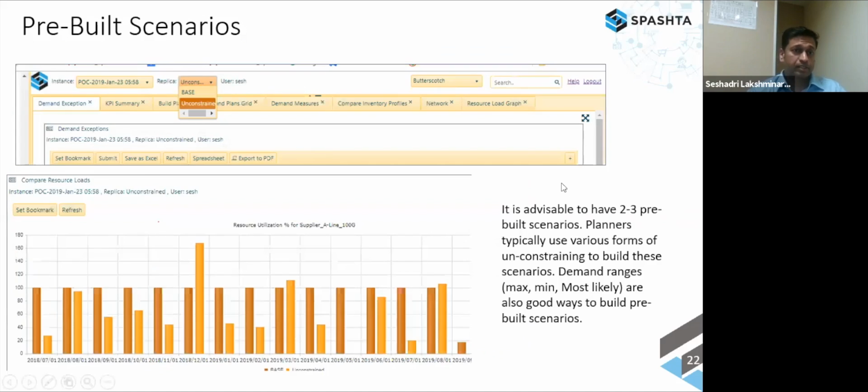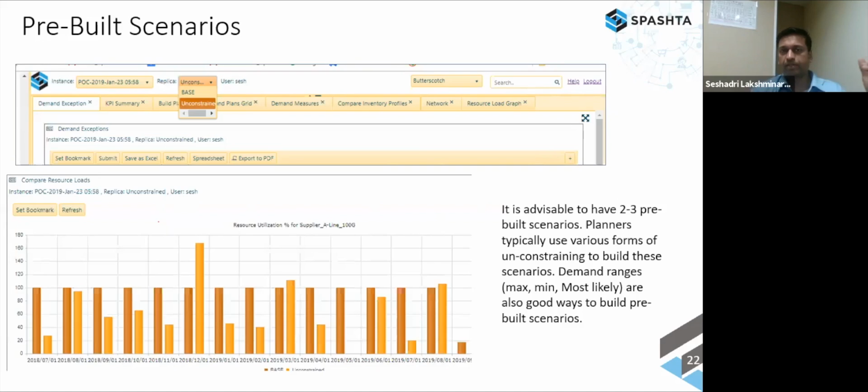The next one is pre-built scenario. This is something that I've, again, screenshots from our tool, but this is something that I found very useful with clients. I've not used this myself in Dell, but if I'm running a plan which has multiple constraints, capacity, materials, and so on, in parallel, it will be very useful for me to have references of what the plan would be if I did not have these constraints.